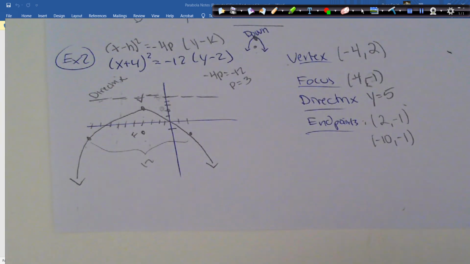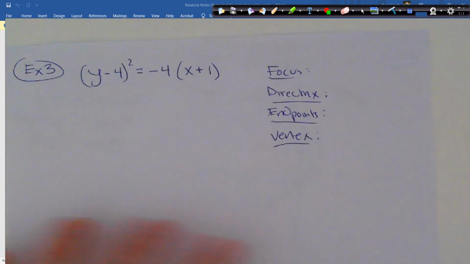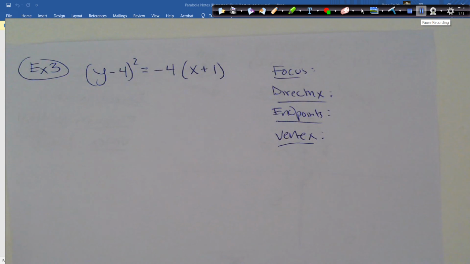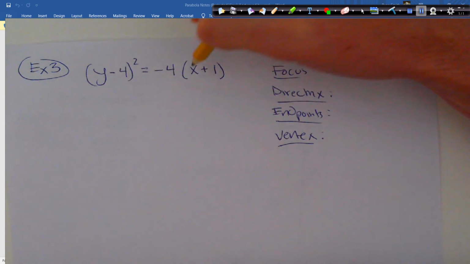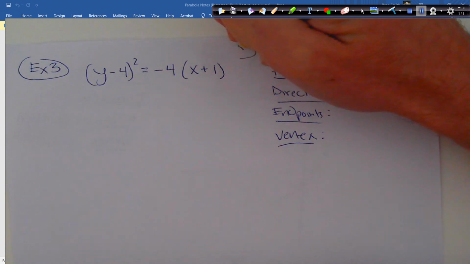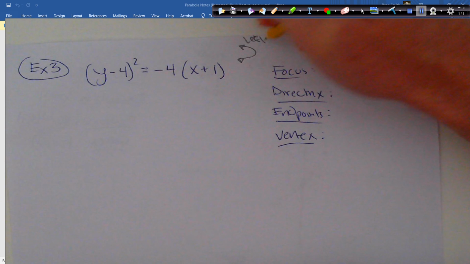Let's do one more for the sake of fun. Okay, example 3. We've got to figure out which way it's going to open. Y is being squared, so we know it's going to go left or right. And since this is negative, we're going to be going to the left. Hopefully I won't make a mistake like I did in the last one.